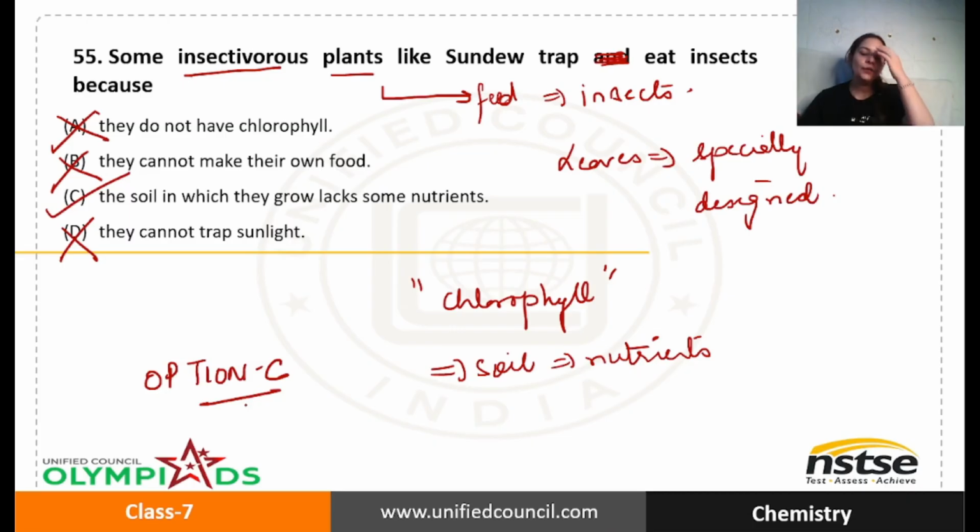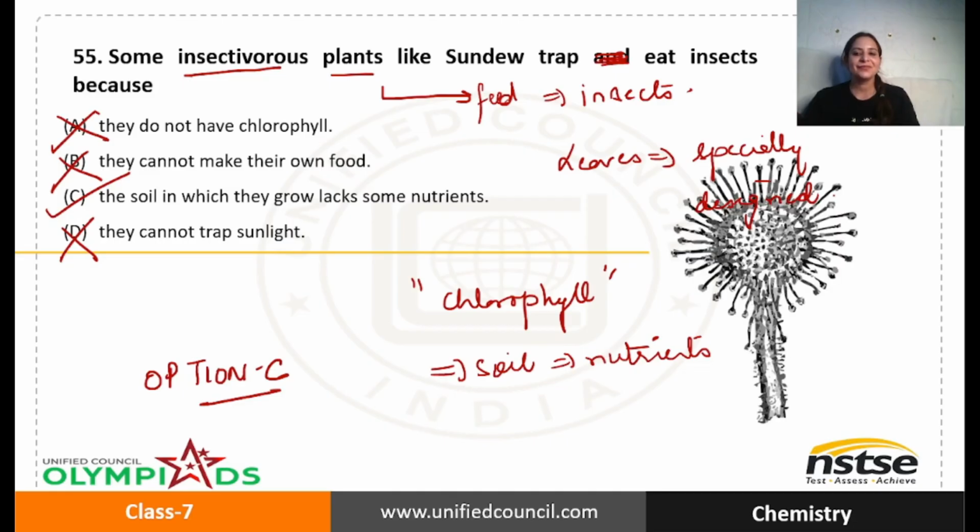So this is how, whenever you get questions, you have to look at them carefully and solve them. This is how the leaves are modified. I hope this video is useful to you, and now you know how to solve the questions.